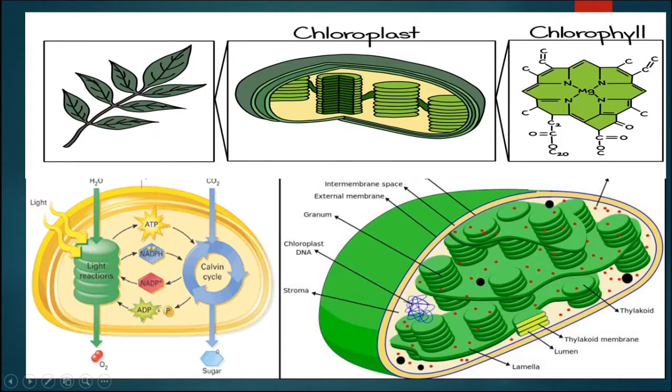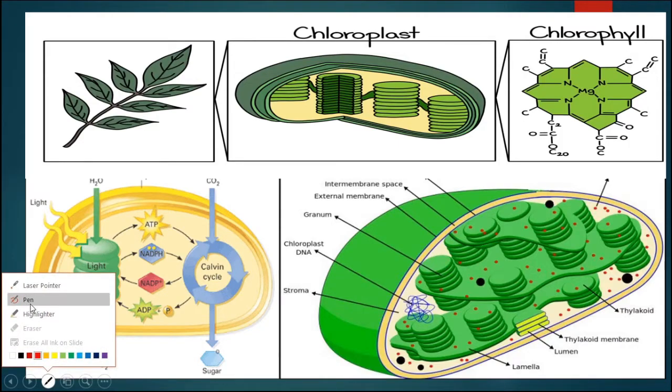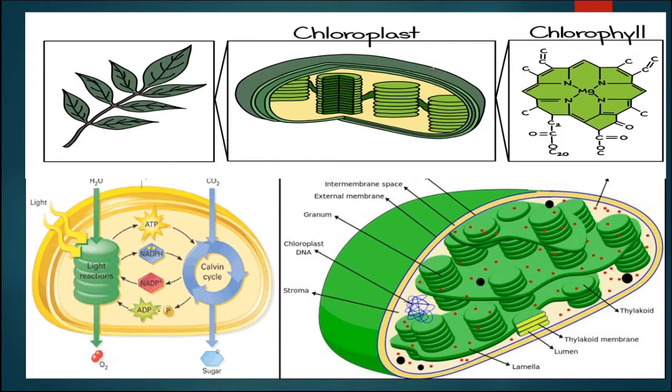This leaf has the chloroplast, and the chloroplast has such a structure. It consists of a double membrane, outer membrane and inner membrane. These are the grana. This is the lamellae, stroma lamellae or thylakoid lamellae, and that liquid-like portion is known as stroma. The light reaction occurs in the grana, and the stroma is for the dark reaction, that is the Calvin cycle.